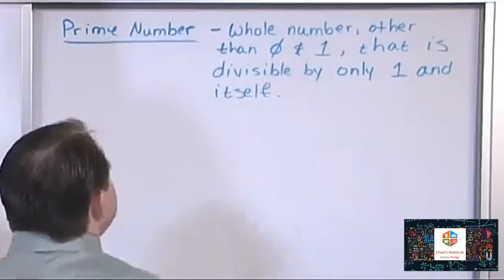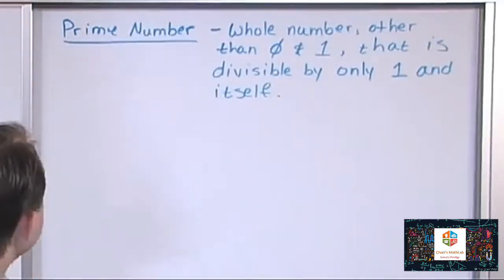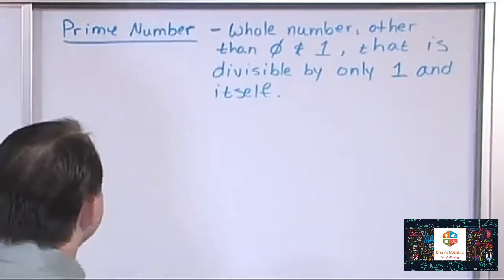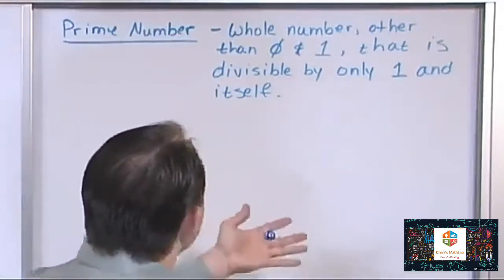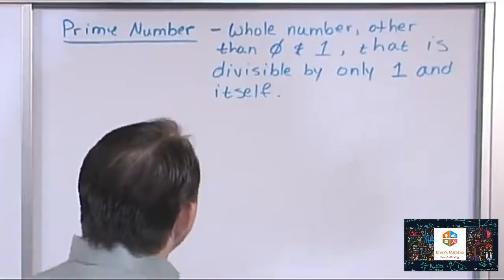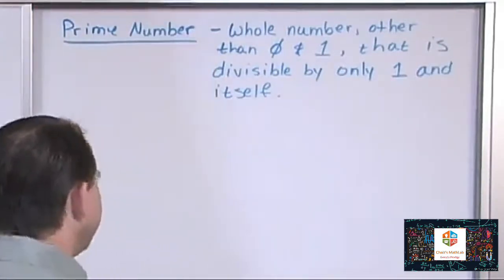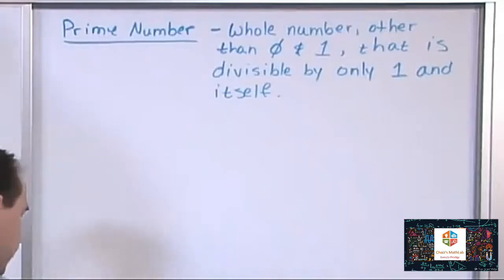And every time you write the definition of a prime number, most people, their eyes cross and they just don't quite get it because it's kind of a complicated-sounding thing. It's whole numbers other than 0 and 1 that are divisible by only 1 and itself. It just doesn't seem to make a lot of sense when you write it down, but you'll see why it's written this way. Let me give you an example of some prime numbers.